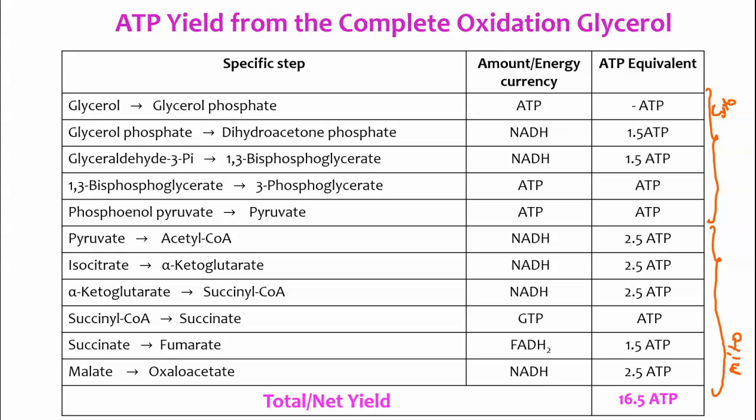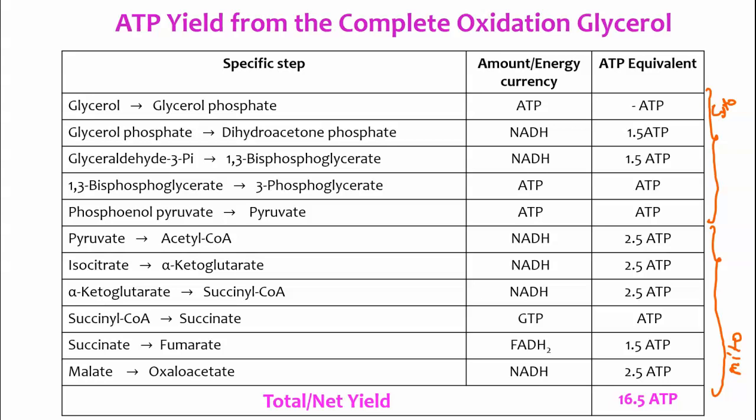So if you add everything here together, you're going to get 17.5. 17.5 minus 1 ATP gives us 16.5 ATP. So the complete breakdown of 1 mole of glycerol from the cytoplasm to complete breakdown in the mitochondria will yield a net ATP of 16.5.